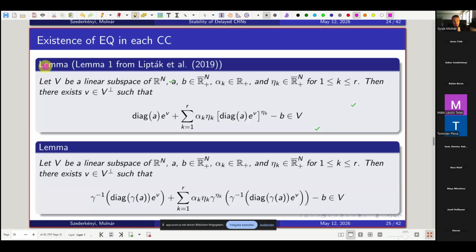This we have almost taken over from the LibTech paper from 2019, except in the LibTech paper they have distributed delay, but mass action kinetics, I think. And since we have non-mass action kinetics, we have these gamma functions. We had to adapt the lemma, but that wasn't that big of a deal. In a few moments, I would like to give a brief overview of how they prove this.